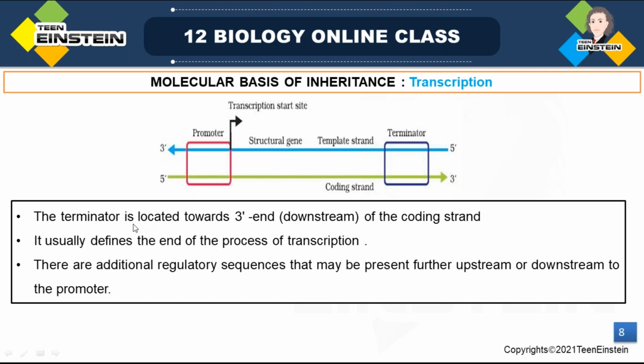So the terminator is located towards the 3' end of the coding strand. Here this green colored one is the coding strand. So the terminator is located at the 3' end of the coding strand. It usually defines the end of the process of transcription. Terminator defines the end of the transcriptional process.